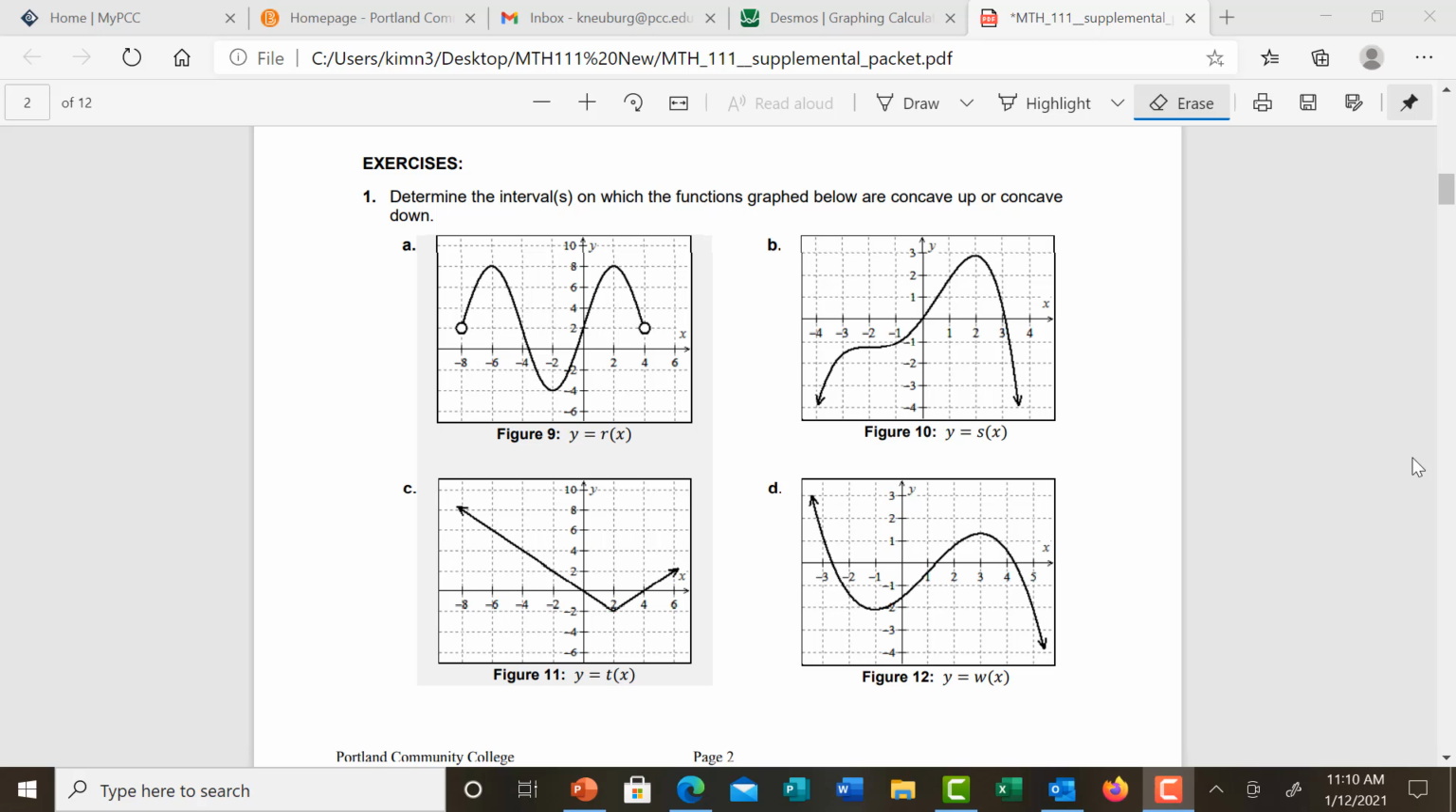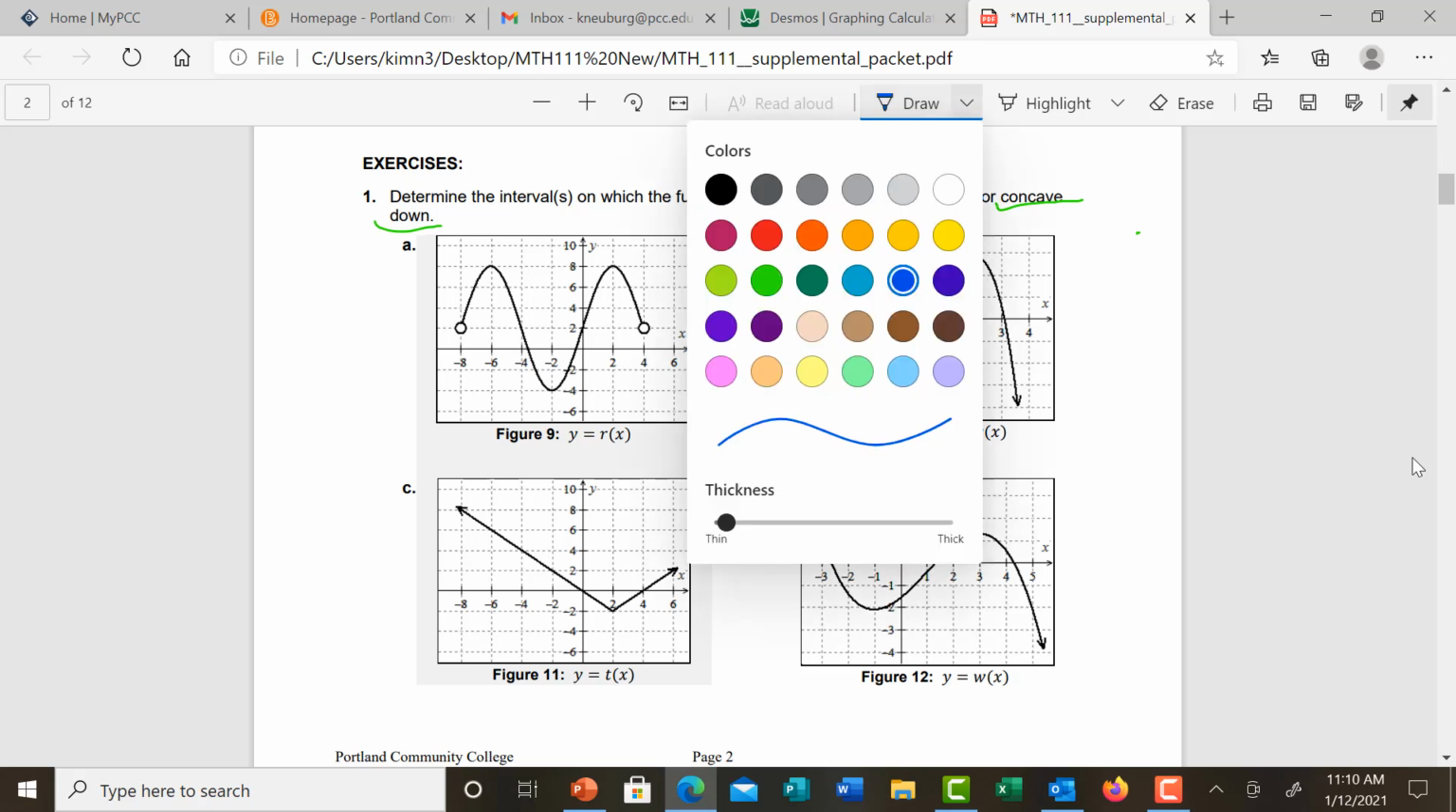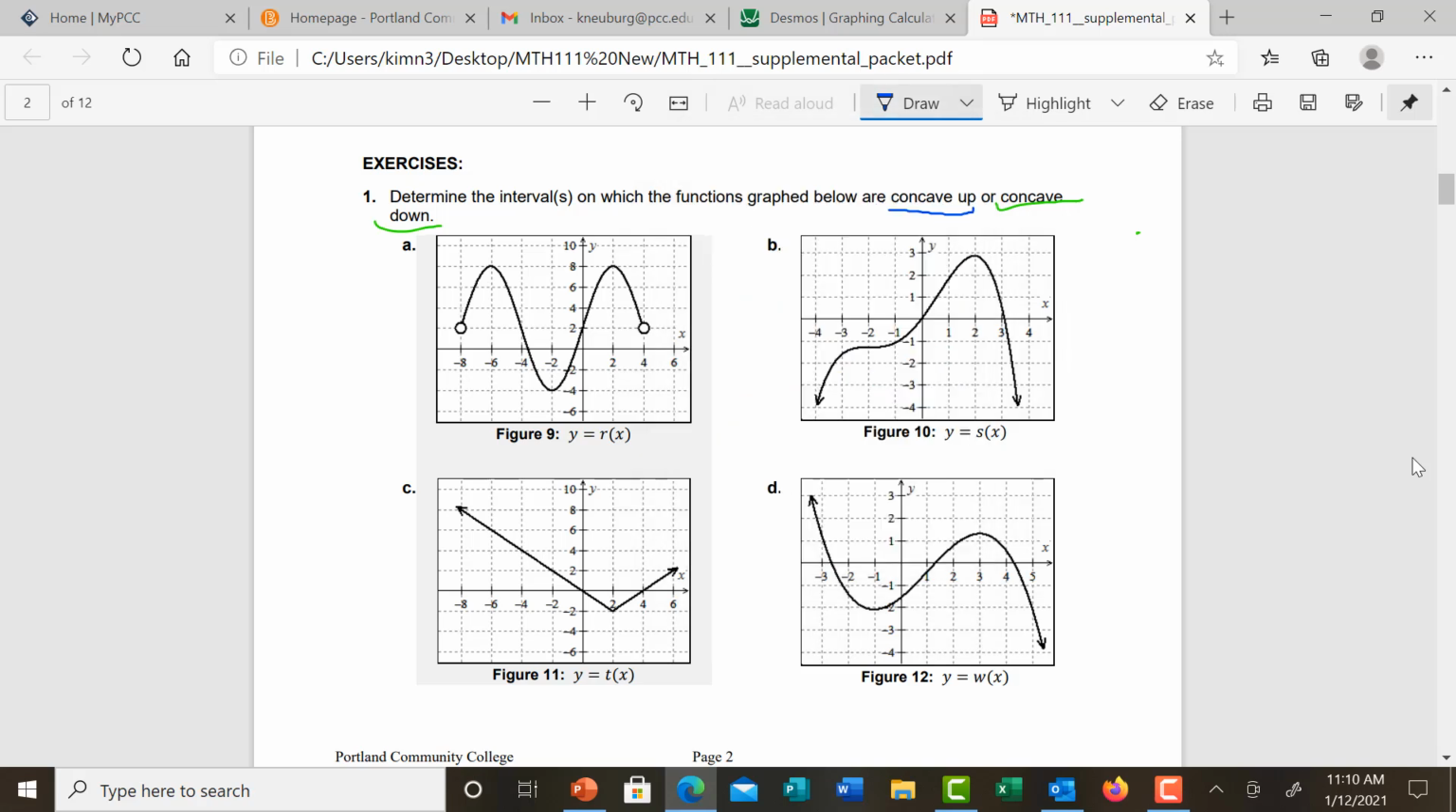I want to take a look at section 1.3 of our supplement, and this section talks about concave up and concave down. When we are doing concave up, I will do that in blue, and when we are doing concave down, I will do that in green on these pictures here. What I want you to think of for concave up is a cereal bowl. A cereal bowl is normally somewhat round, and when it's sitting on the table holding your cereal in, that's the shape of concave up.